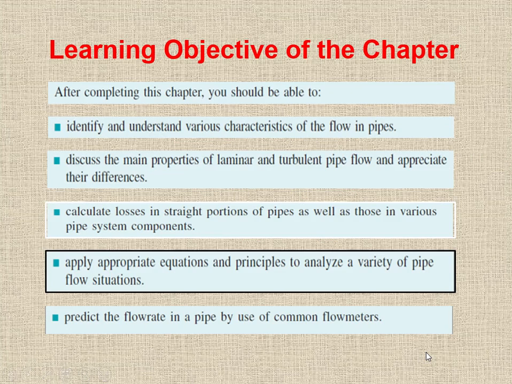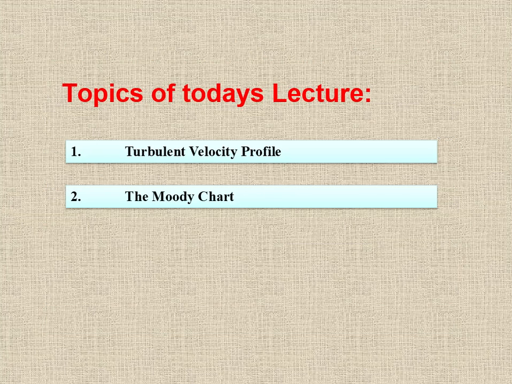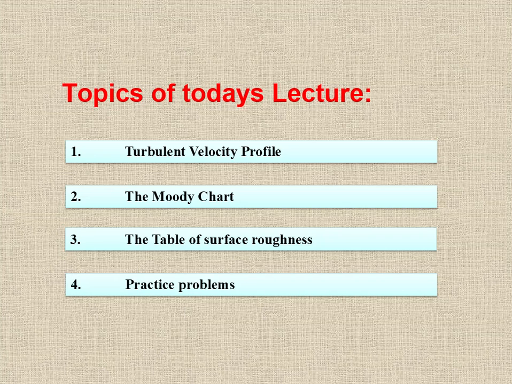So the learning objective of this chapter: we have almost covered all the components, and now we are applying appropriate equations and principles to analyze a variety of pipe flow situations. So we have derived the equations, and now we are applying them in different pipe flow situations. Let's see the topics we are going to cover today: the turbulent velocity profile, the Moody chart, the table of surface roughness, and practice problems.